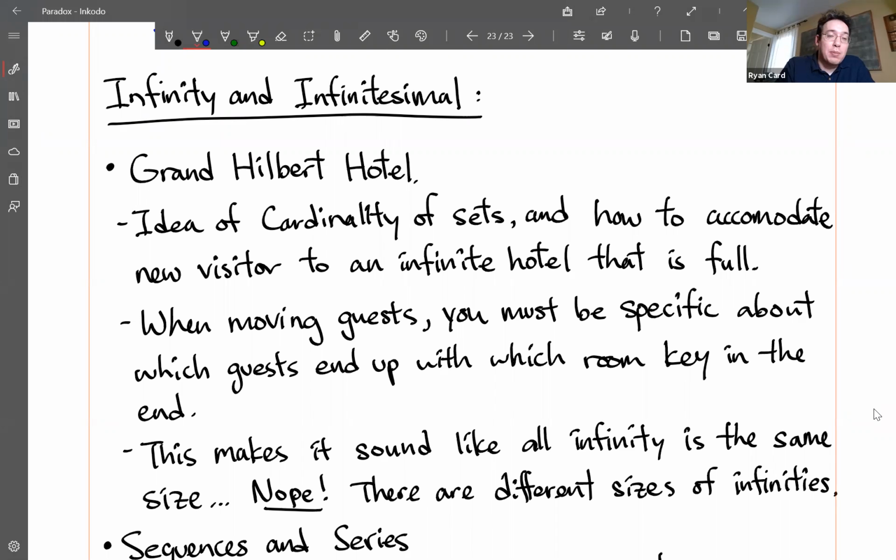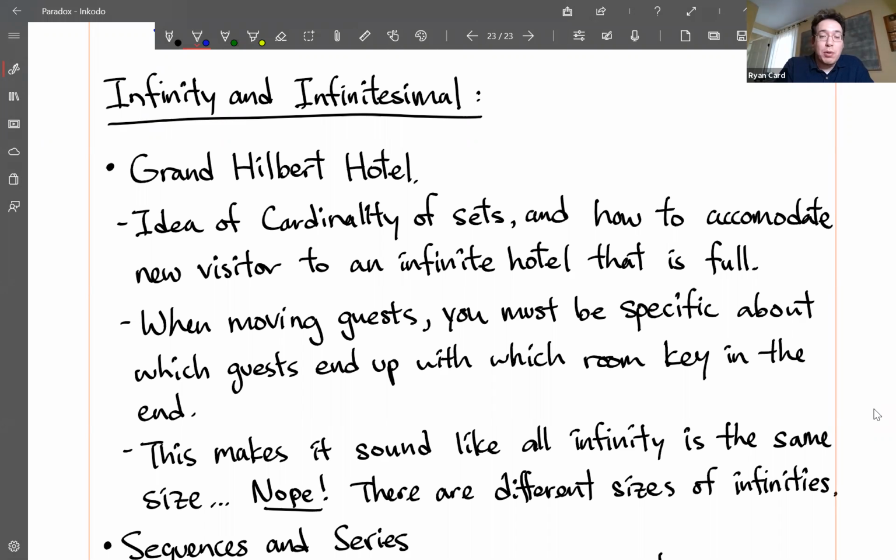We spent quite a bit of time talking about Grand Hilbert Hotel, where we have an infinite hotel with infinitely many rooms, and they're all occupied. And if a new visitor comes, sometimes it's possible to rearrange the rooms so that you could accommodate the new guests and not have to kick anybody out of the hotel. So you should be prepared to answer some questions. Maybe a new situation is given in the problem, and you should be able to describe how you might accommodate these visitors.